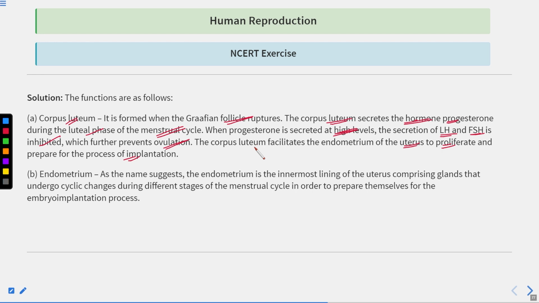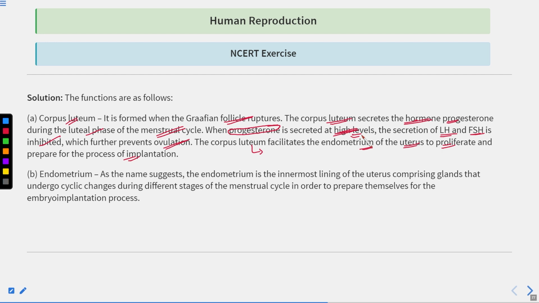Because the corpus luteum is secreting which hormone? It is secreting progesterone, and progesterone helps to maintain the endometrium lining. Clear? Thus, it prepares the endometrium of the uterus for the process of implantation. And you have to also remember that when progesterone is very high during the luteal phase, the secretion of LH and FSH will be inhibited.